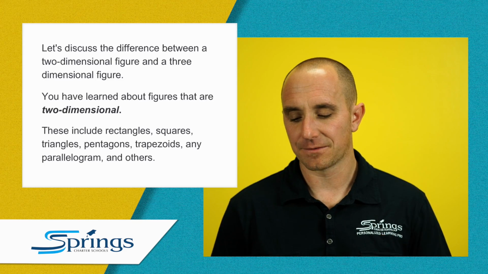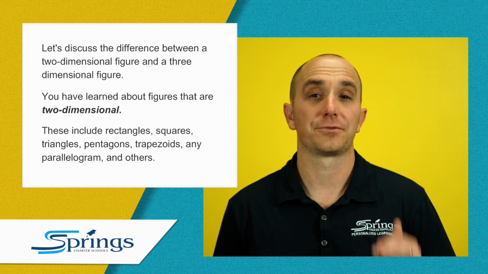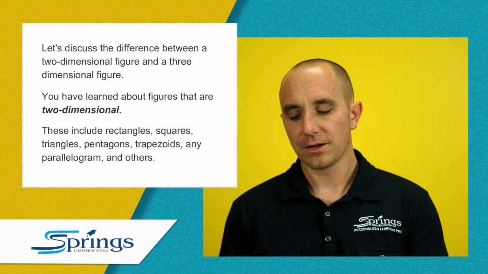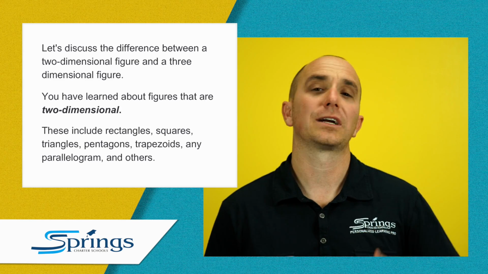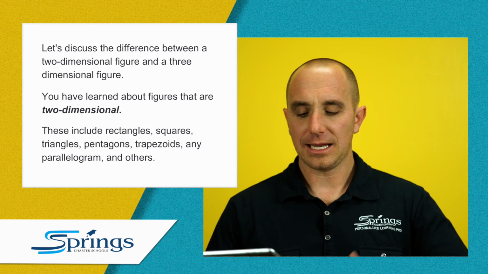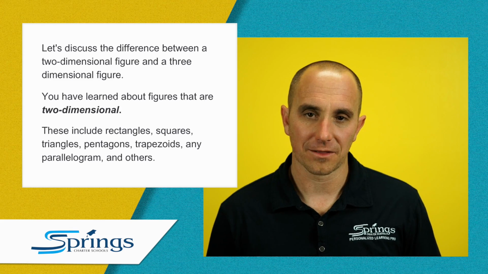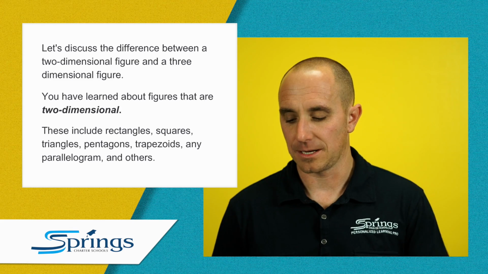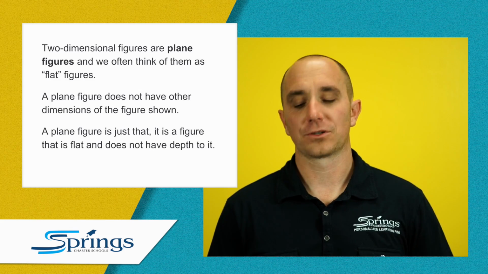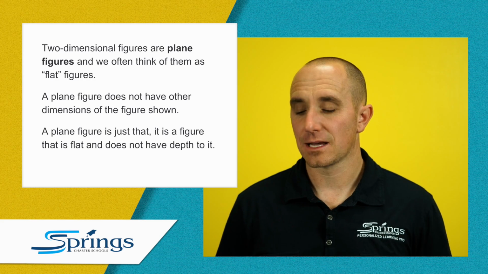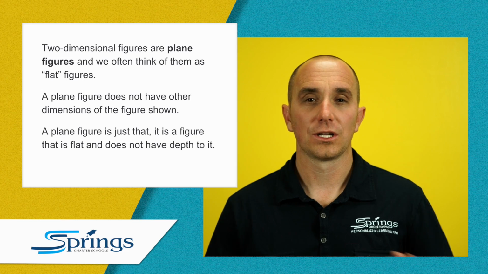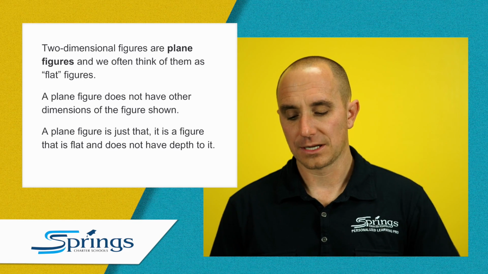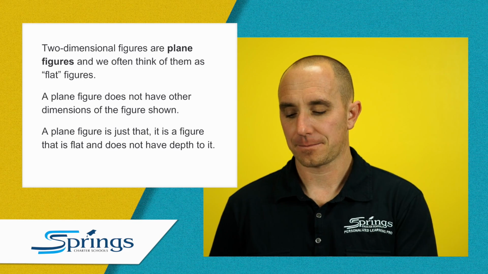Okay, so let's discuss the difference between a 2-dimensional figure and a 3-dimensional figure. So you've learned about figures that are 2-dimensional. These include rectangles, squares, triangles, pentagons, trapezoids, and any parallelogram. And obviously there's going to be others, but those are really the main ones you're going to see. So 2-dimensional figures are plane figures, and we often think of them as flat figures. So a plane figure does not have any other dimensions to it. It's just flat. All right, so remember, it doesn't have any depth.